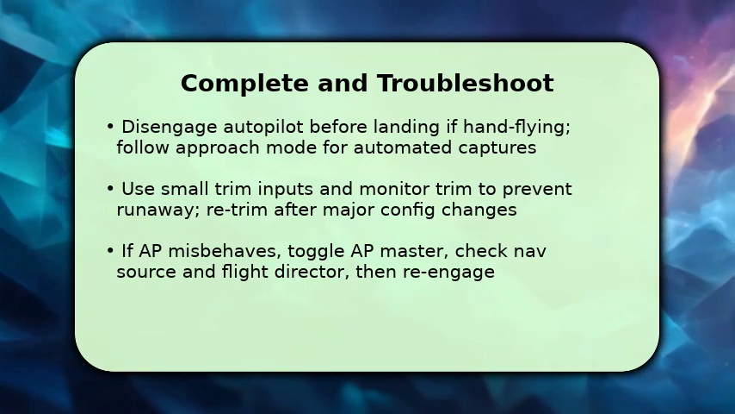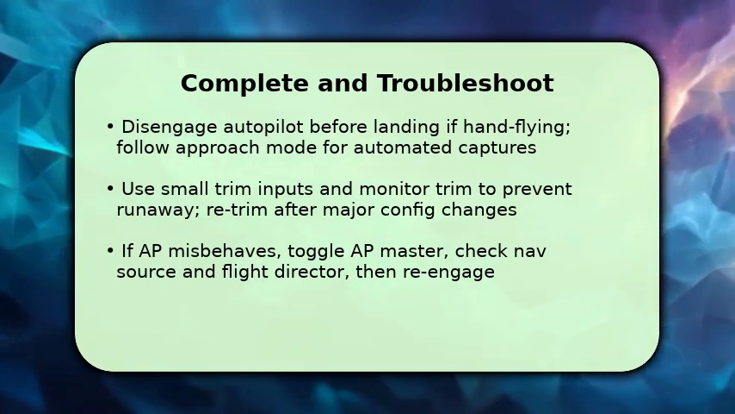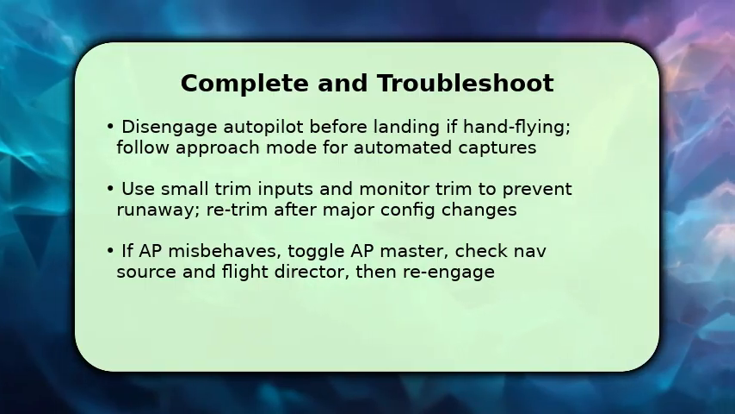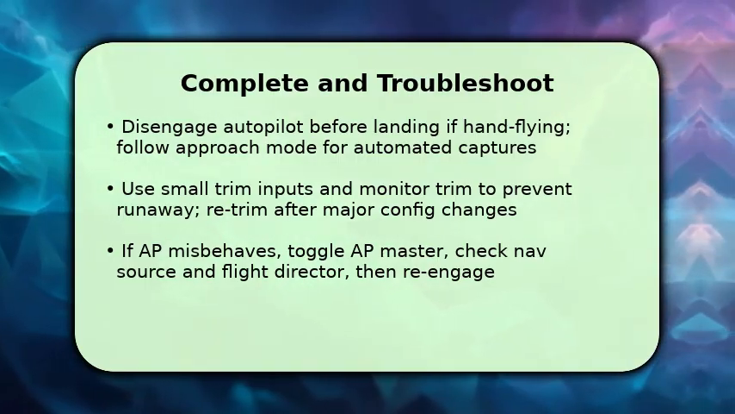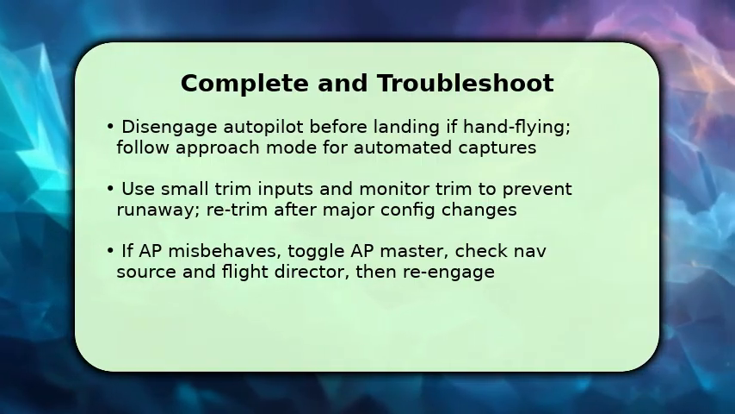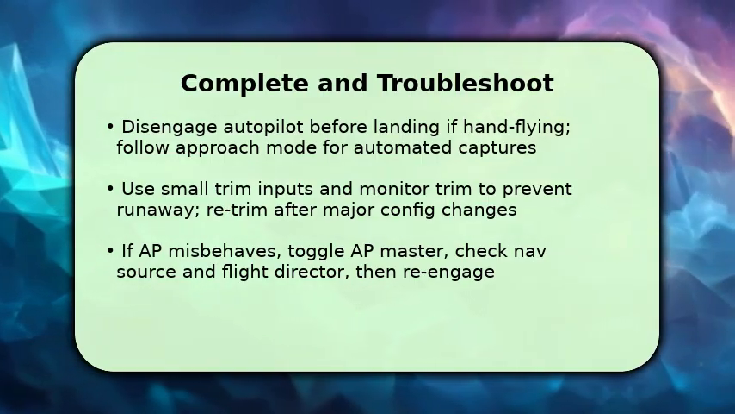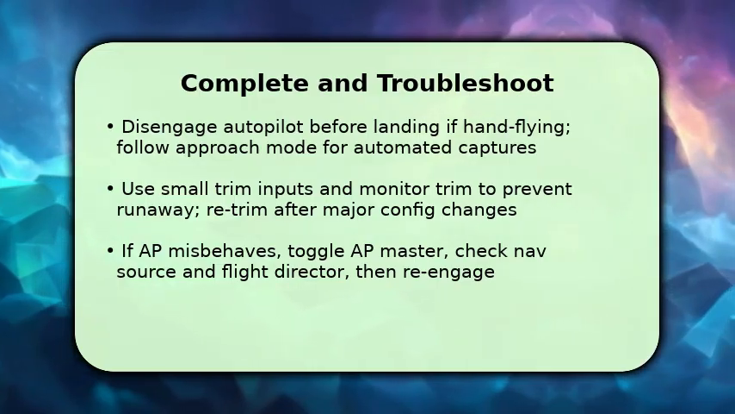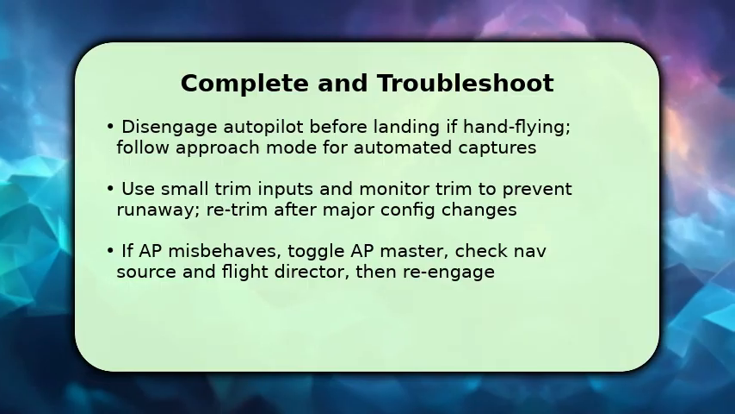To finish, plan how you'll exit Autopilot. Use approach mode to capture final localizer and glide slope, then disengage before flare if you prefer manual landings. Make small trim corrections when configuration changes occur, because the Autopilot depends on a trimmed aircraft to hold attitude. Retrim after flaps or speed changes to avoid pitch excursions.